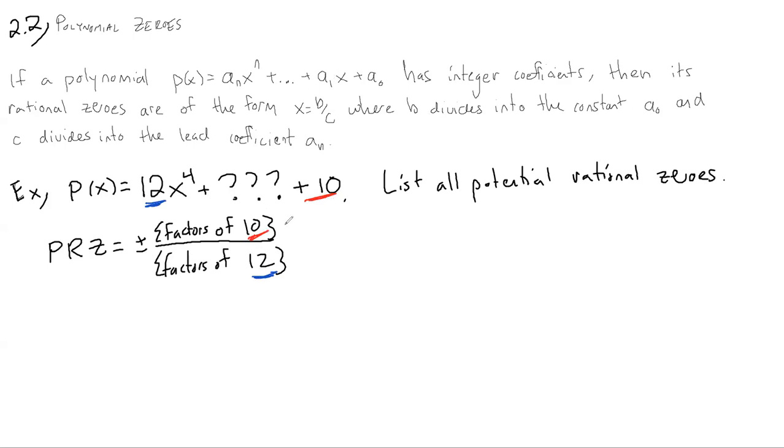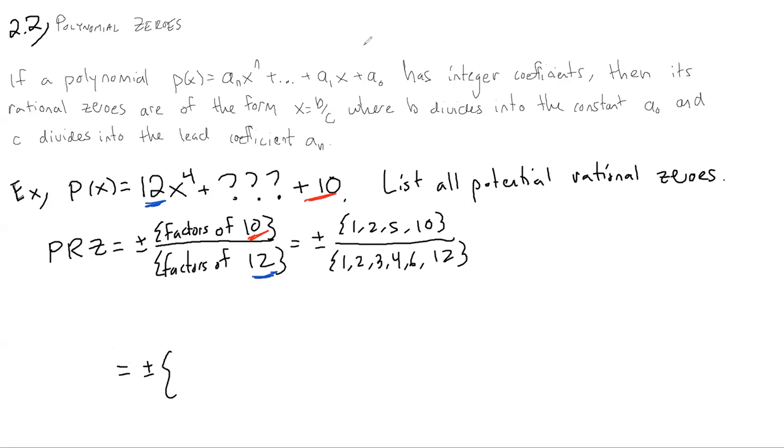And so what we've got to do is just list them all, plus or minus. My factors of 10 are 1, 2, 5, and 10. And 12 will be 1, 2, 3, 4, 6, and 12. And so what we can do now is make them all these nice rational numbers. So what I'm going to do is list them.